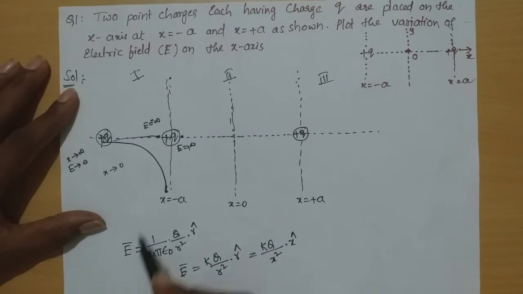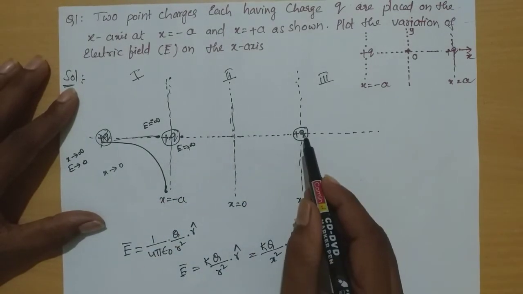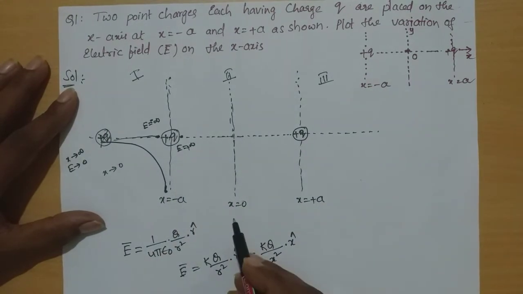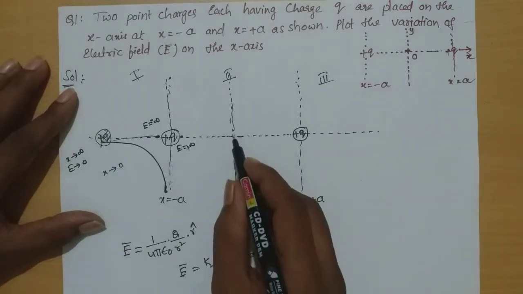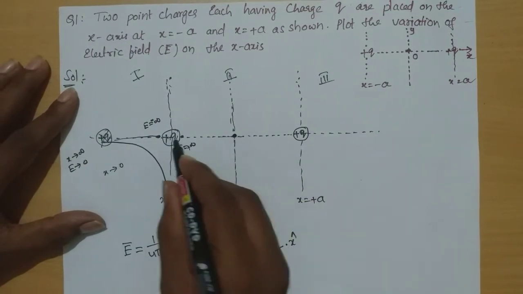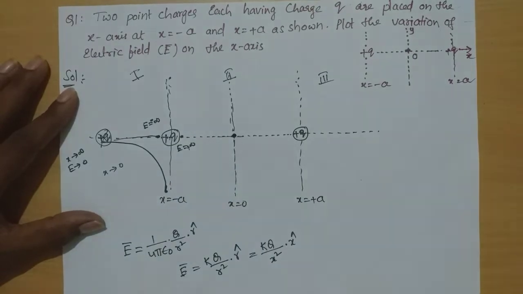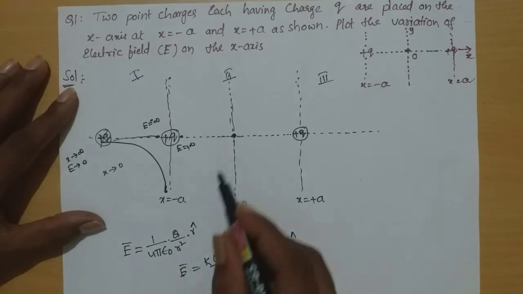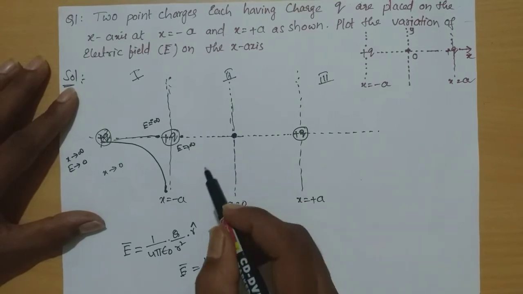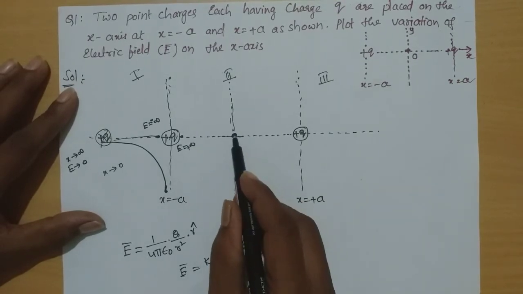Remember one point: if two charges are equal in magnitude and have the same sign, the electric field is 0 at the midpoint of the line joining these two charges. Okay, now remember that point. Wherever the electric field is 0, that point is called the neutral point. And next, at a neutral point, the electric field graph crosses the axis.